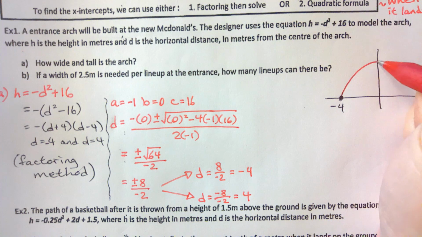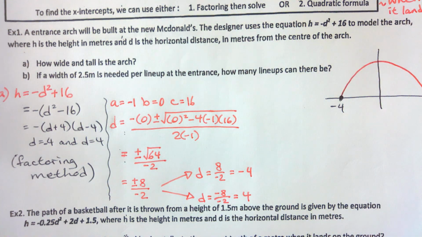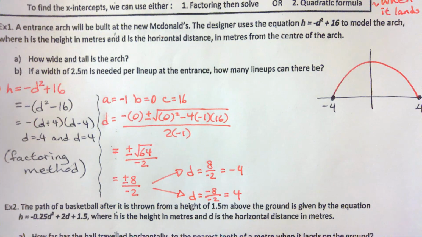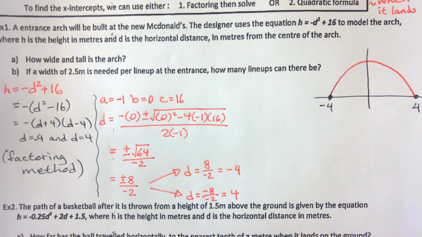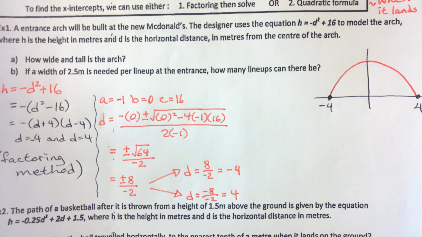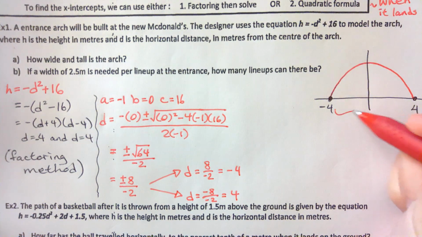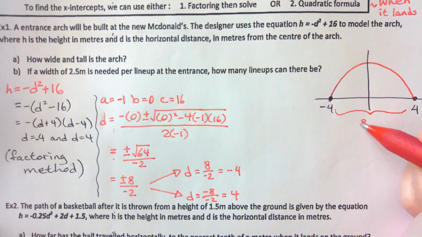What's this? -4, or 4? Okay, so this is the entryway. So they just made an arc. So how wide is the arc? William? 8 meters, right? So in between, that means it's 8 meters.